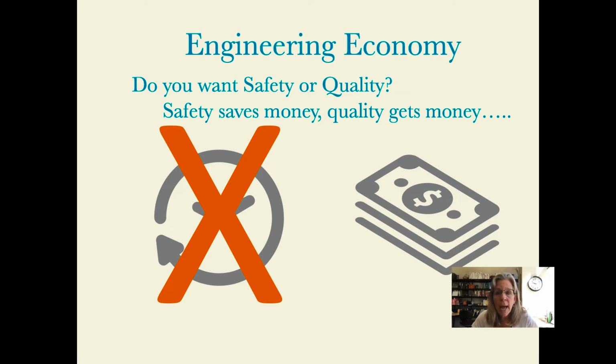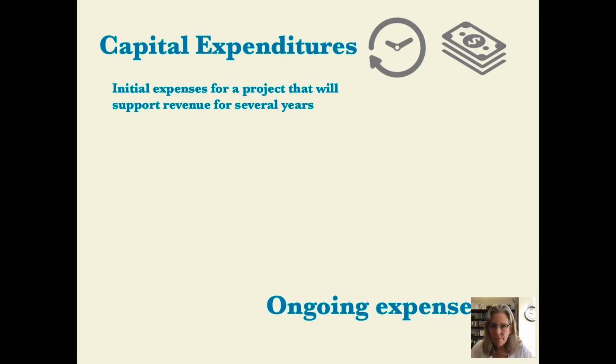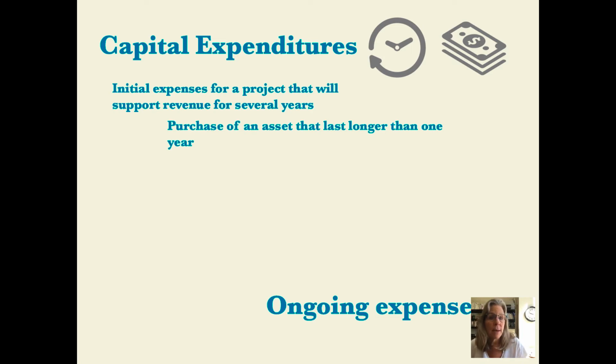So when we look at some of the ways that we categorize expenses, money that we're spending, there's two categories that we look into. One is capital expenditures, and this is an accounting term. This is often an initial expense for a project that will support revenue over several years. That's the definition: a one-time expense that supports revenue over time. One example is purchasing an asset, so a machine or a building that will last longer than 1 year.